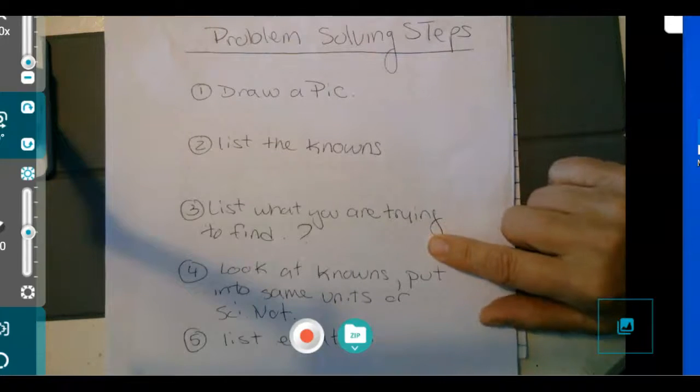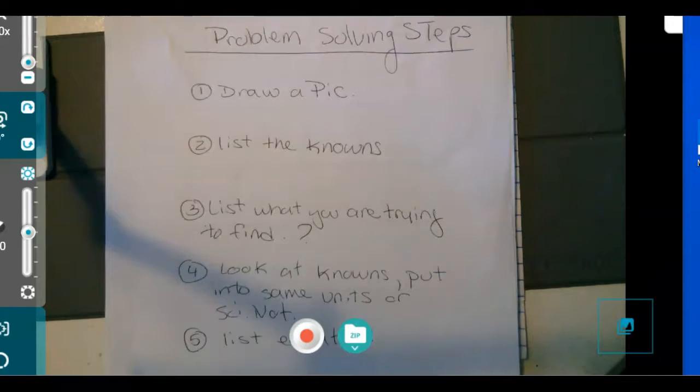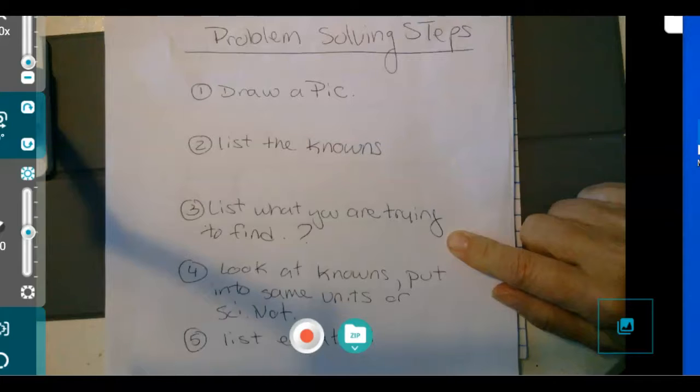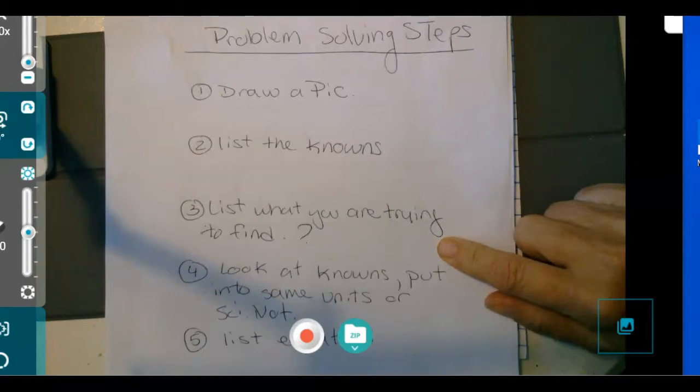Then, what are you trying to find? Now, for some of the problems for the velocity, it'll say how long, that means they're looking for time, how far, that means they're looking for distance, or how fast, that means they're looking for velocity. Okay, so you definitely want to make sure you know which variable you're looking for.